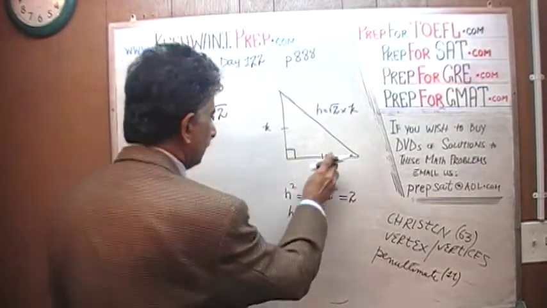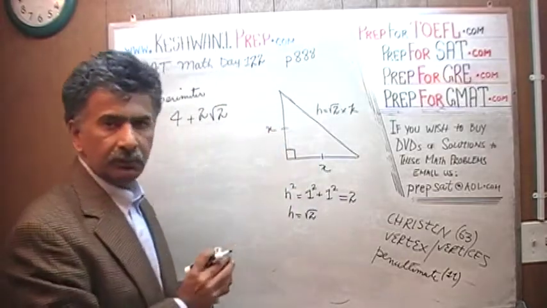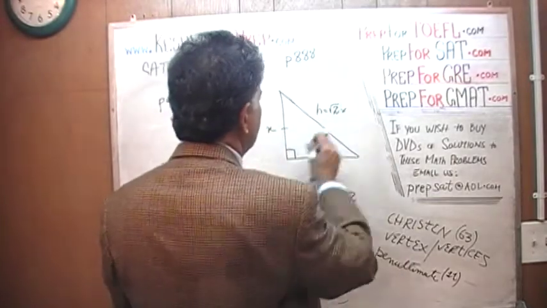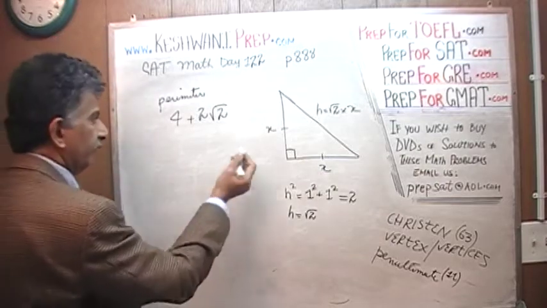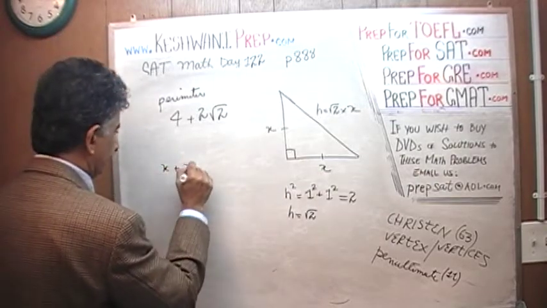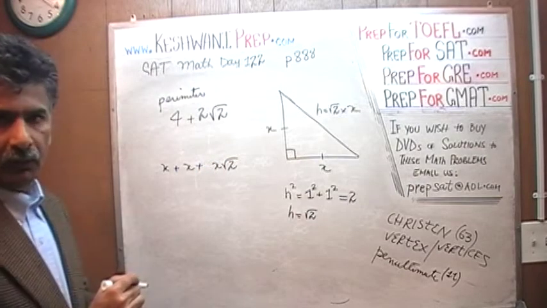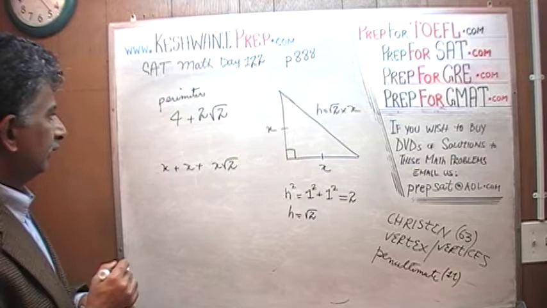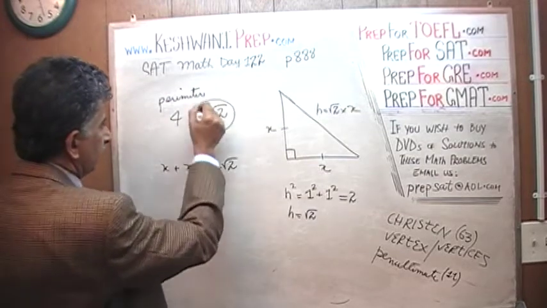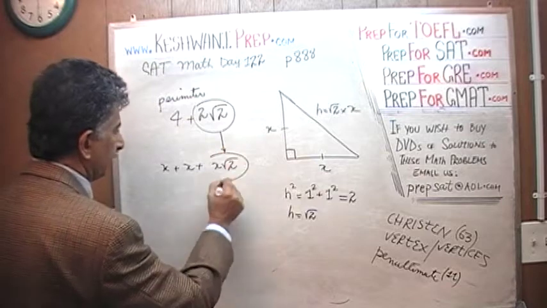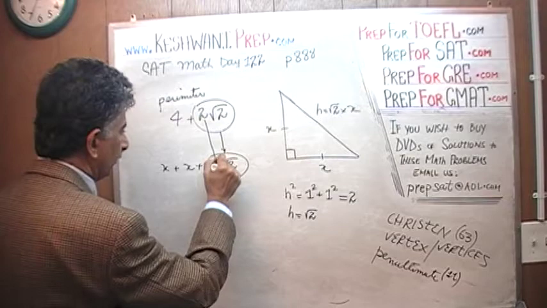Here we are told that these sides are x's, x and x. So this is simply root 2 times x. And therefore the perimeter is x plus x plus x times root 2. And all we have to do now is to match the pattern. We can see that this quantity corresponds to this quantity, 2 times root 2, x times root 2, which means x must be 2.